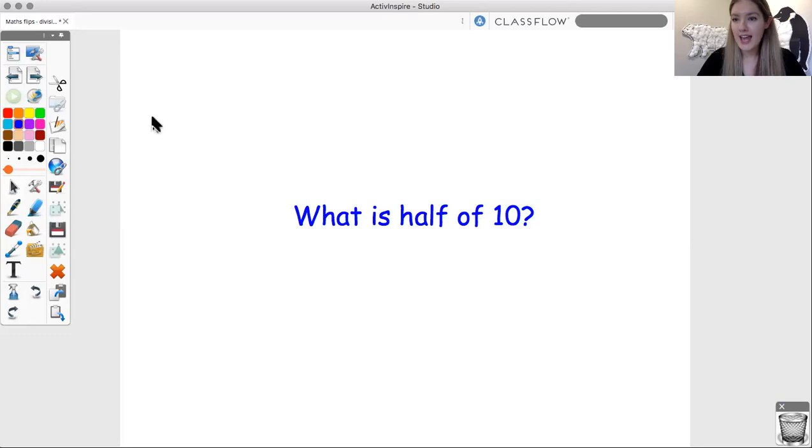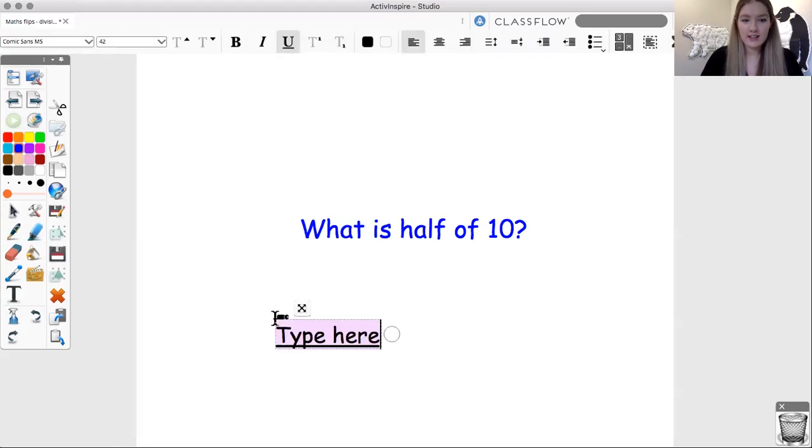What is half of 10? Off you go. Okay, call it out to the screen. Half of 10 is, absolutely, half of 10 is 5, which means that 10 divided by 2 is 5. Well done.